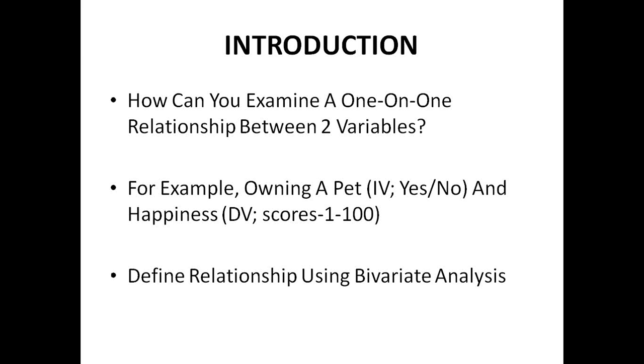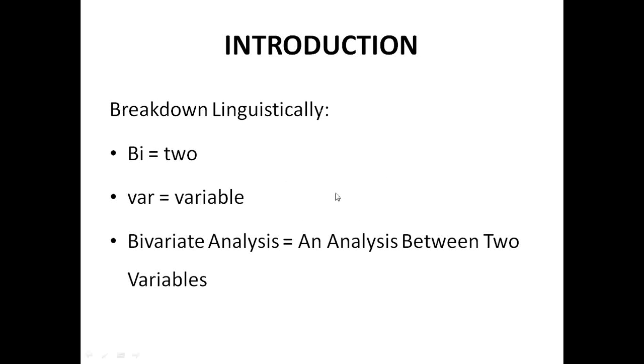So the question is, how can you examine a one-on-one relationship between two variables? For example, if I wanted to know if owning a pet affects your level of happiness in life, how could I determine that? So you could define these relationships using bivariate analysis. Now if we break it down linguistically, you have bi, which means two, and var, which means variable. So bivariate analysis is an analysis between two variables.